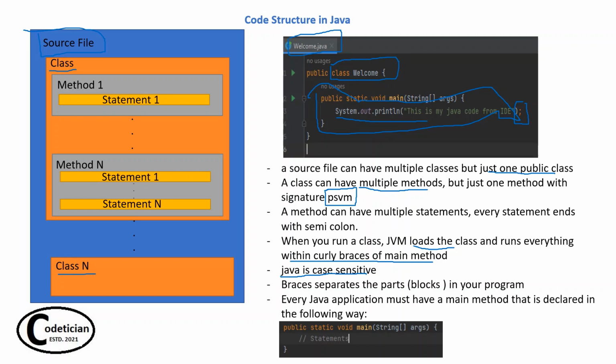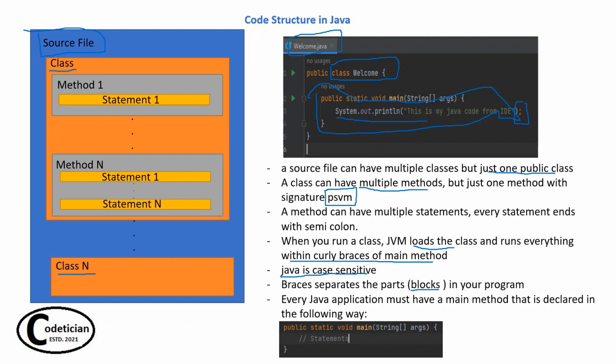Now, these braces are the blocks of the code. Again, it will be more clear when we know more about Java, like when we know about operators, loops. But even for methods, the boundaries are defined by these curly braces, and these are also known as blocks in your program.